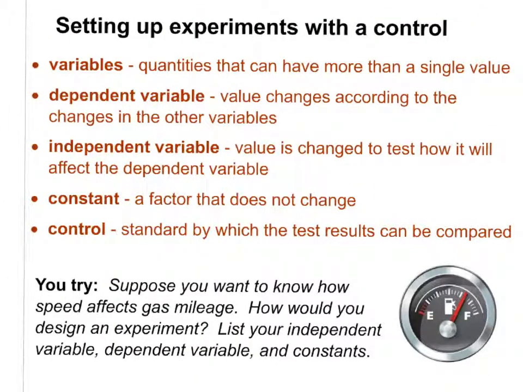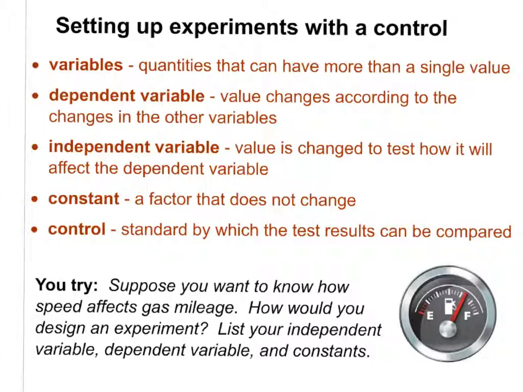So let's look at how we set up experiments with a control. Variables. It's important that you guys already know this. This should be a really quick review for you. Variables are just quantities that can have more than a single value. A variable could be anything, a cell size. We could have different values for the different cell sizes. Amounts of diffusion, that would be a variable. We have two different kinds of variables, dependent variables and independent variables. Dependent variables are ones where the value changes according to the changes in the other variables. They depend on other variables, and therefore their values change.